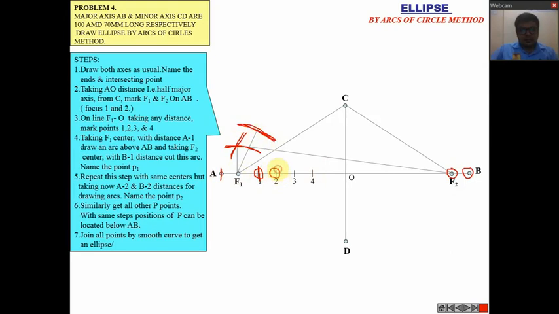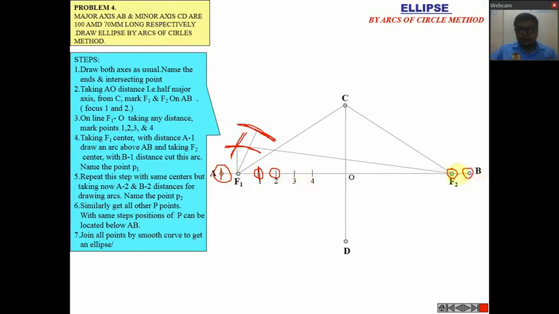Similarly, for the second point, take the distance from B, that is B2. Now our center will be F2. In short, whenever we are considering the distance of any point from A, then the arc will be made with F1 as the center. If we take the distance from B of any point, then with that distance the arc will be generated with F2 as the center.